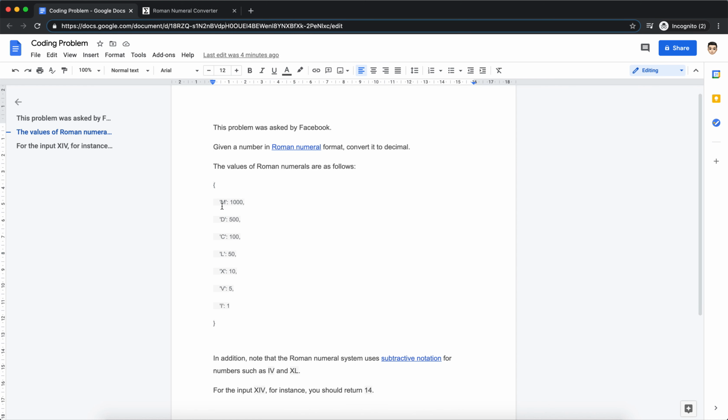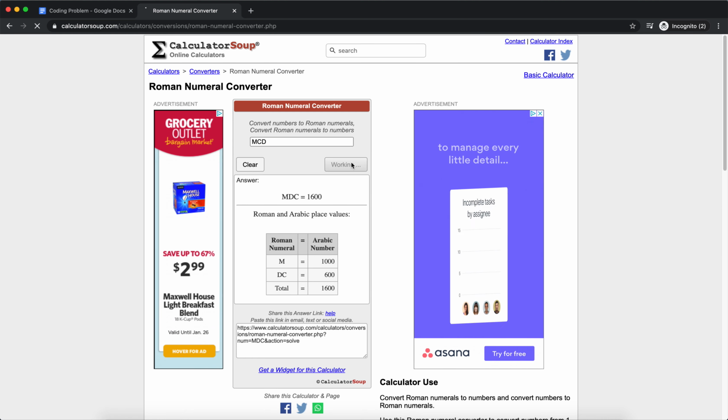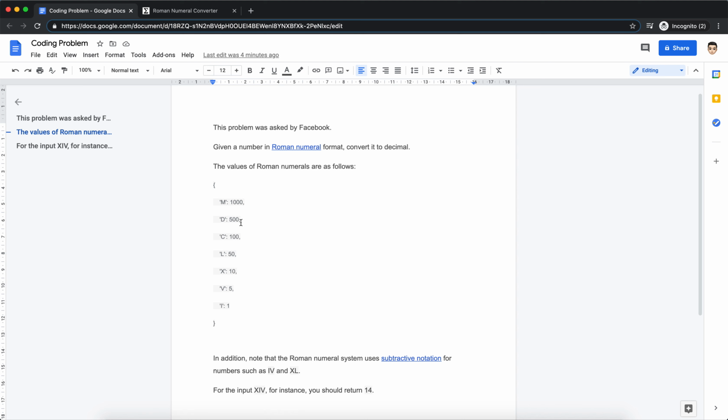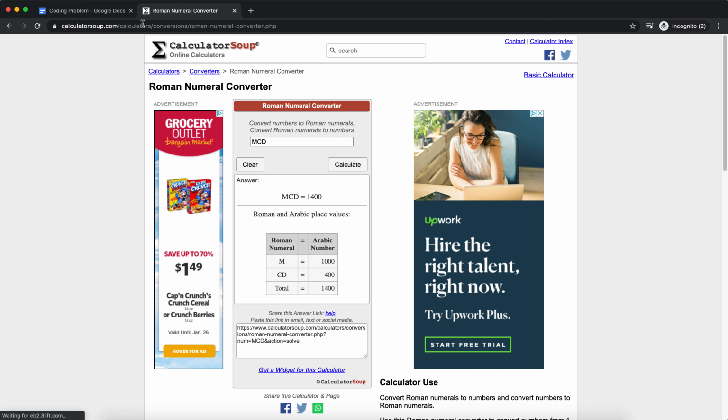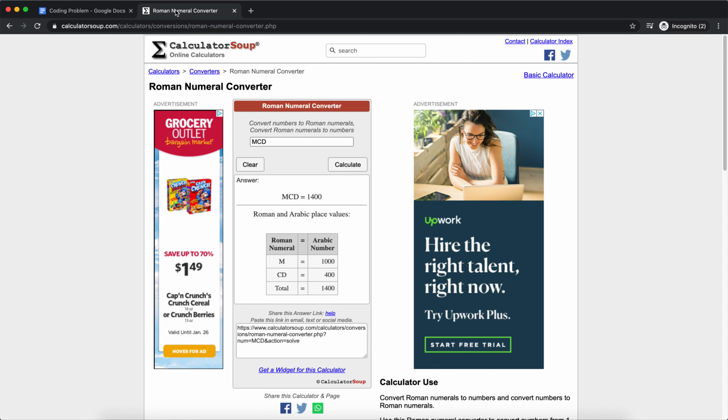But what if I swap D and C? So I make it MCD, and it should be the subtraction of C from D, which is 1400, right? So how can we solve this? So I think once we have seen different cases, it's easy to visualize that while moving from left to right, we basically take two places.